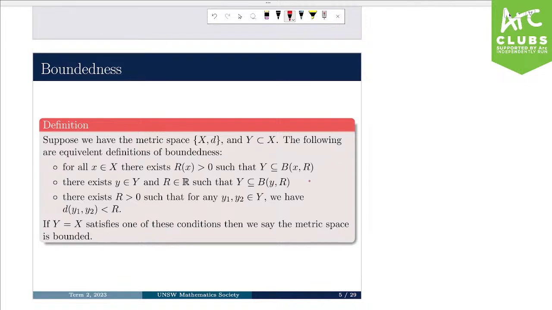So here are the 3 equivalent definitions for boundedness. What this means is that we can prove that all of these imply each other. And it's quite intuitive as to why these all talk about boundedness. And here, if the whole metric space satisfies one of these properties, then we say the metric space is bounded.